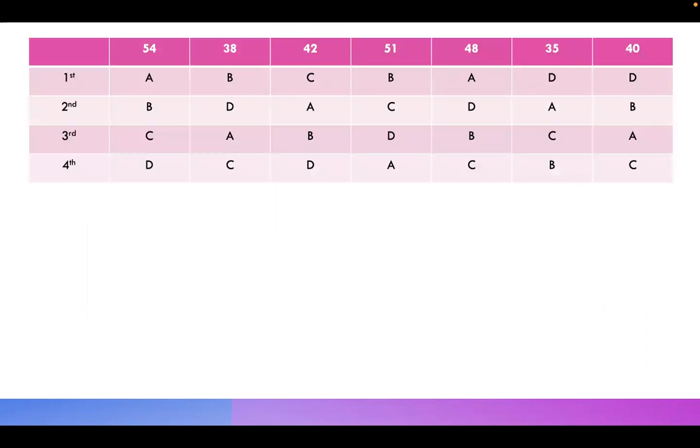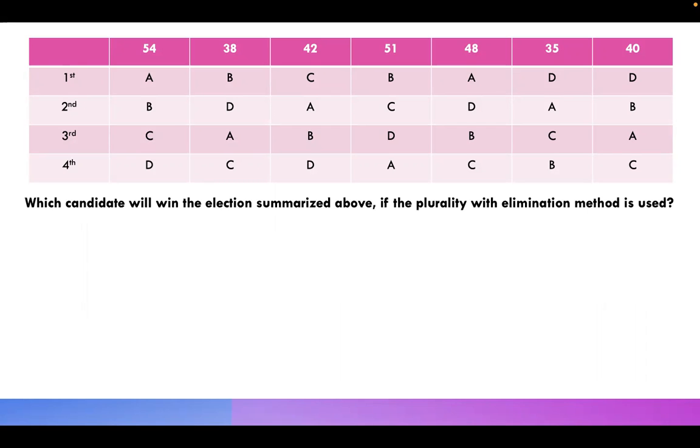So we have 4 candidates, A through D. And you can see we have this preference table here where we have first place votes at the top. And the numbers across the top are how many people voted for these candidates in this particular order. So which candidate will win the election summarized above if the plurality with elimination method is used?